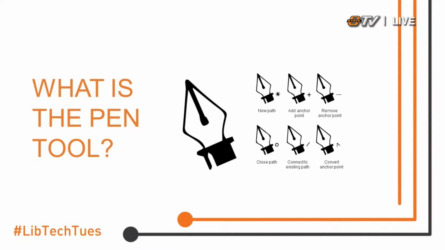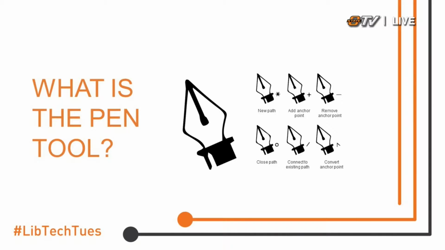This is what the pen tool looks like. It looks like a fountain pen for those who are in like calligraphy or anything like that. This is your main tool head. And then these are the subheads that have different functions within Adobe. So when you first open the pen tool and you decide to create a new path, this little star right here means that you're getting ready to create a new path on your artboard.